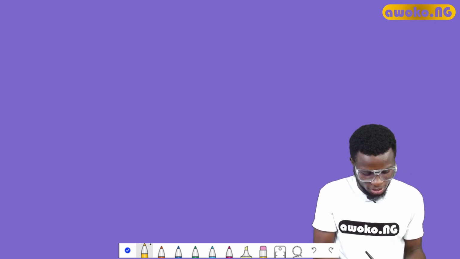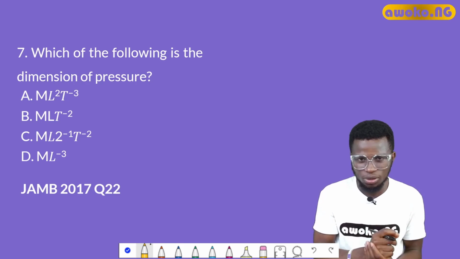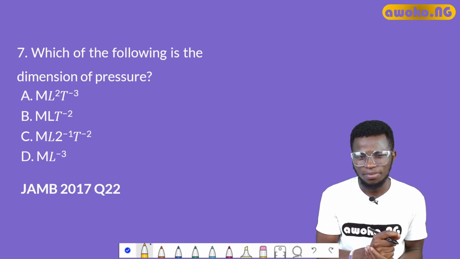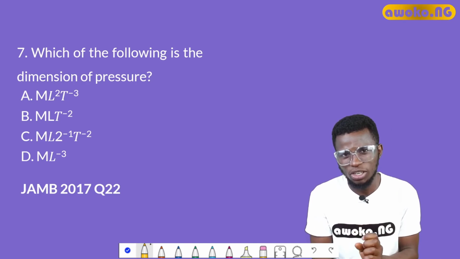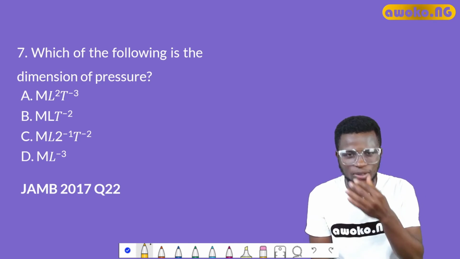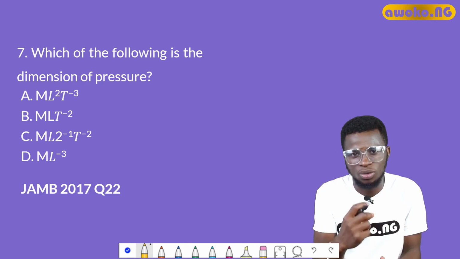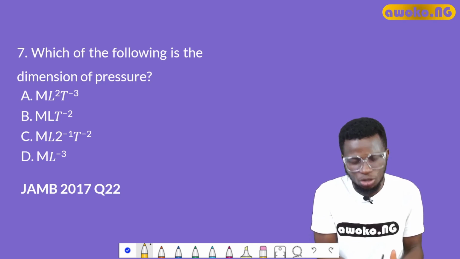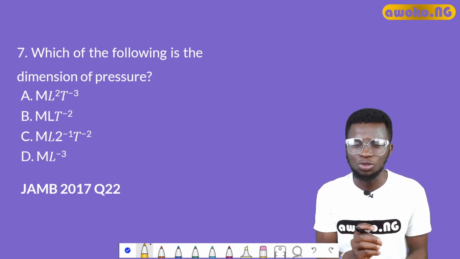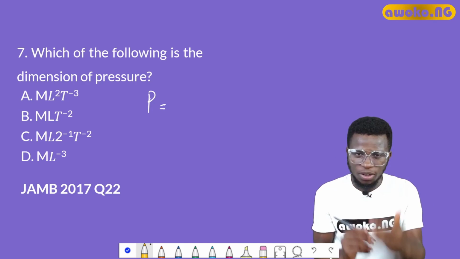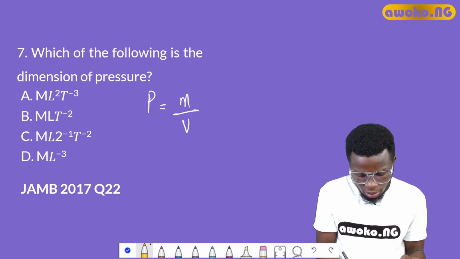The next question is, which of the following is the dimension for pressure? In one of our previous classes, we discussed dimensional analysis, and we said one of the applications of dimensional analysis is that we use it to find the dimension of a particular physical quantity. So we want to use dimensional analysis to know the dimension of pressure. But before doing that, I'd like you to note that pressure is equal to the ratio of the mass of a particular substance to the volume.